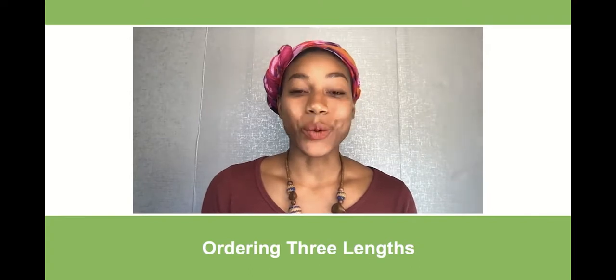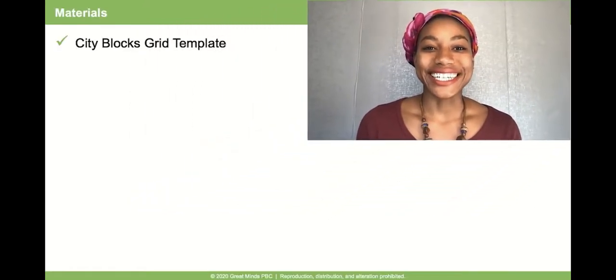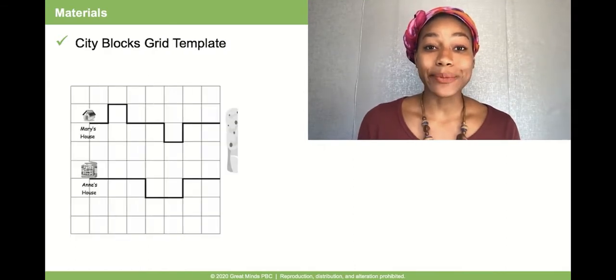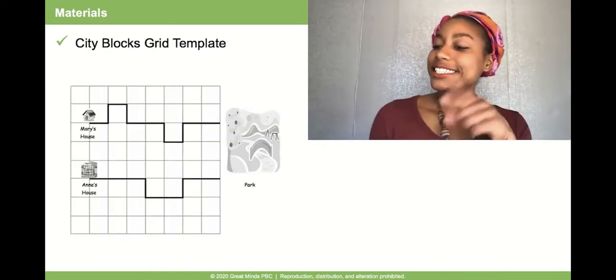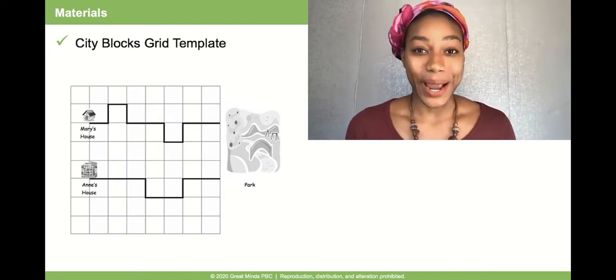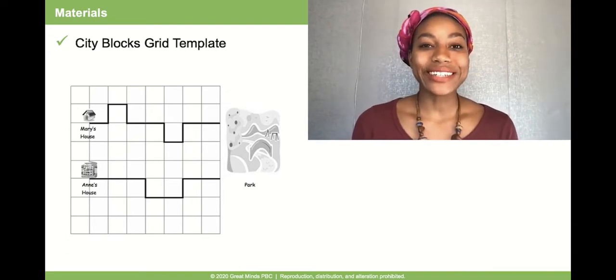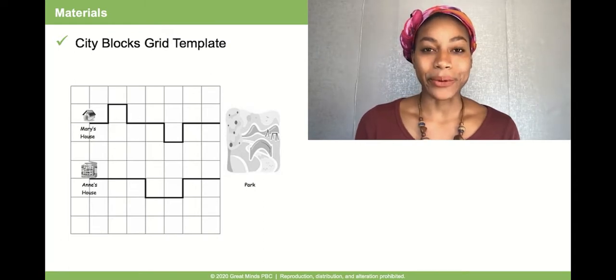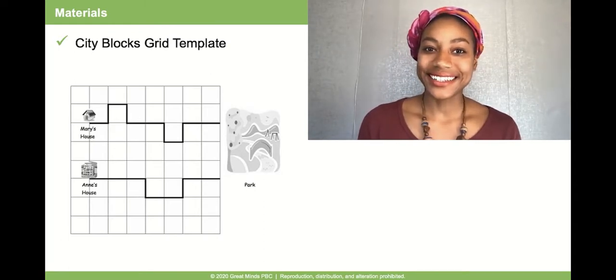In today's lesson, we are going to order 3 lengths. For today's lesson, all you will need is your city block grid template. It looks just like this. You're going to slide it into your whiteboard. Pause the video now to slide the template into your whiteboard and come back when you're ready.